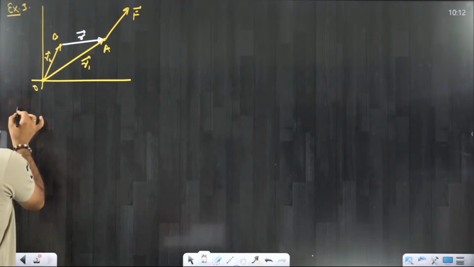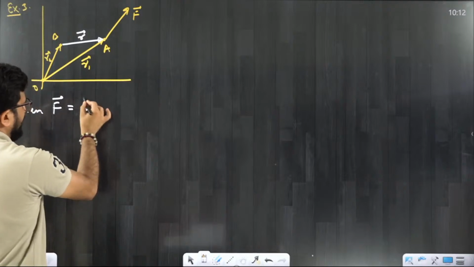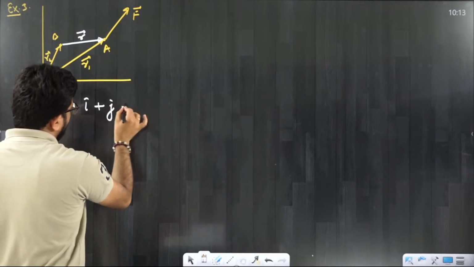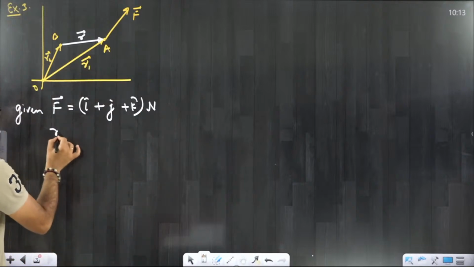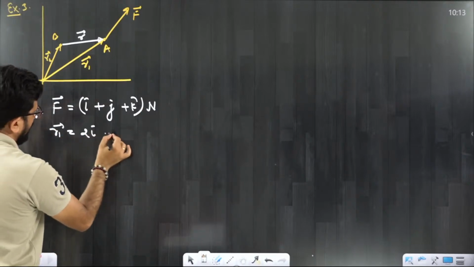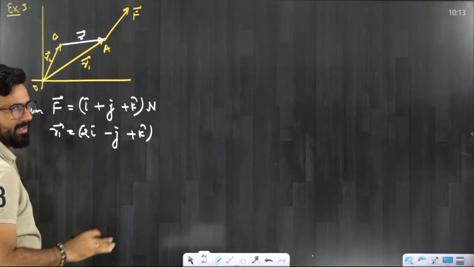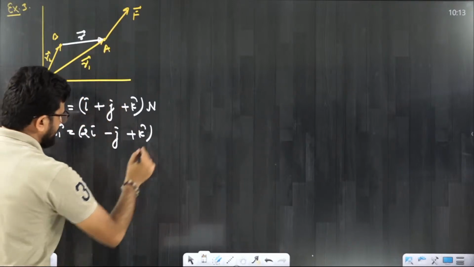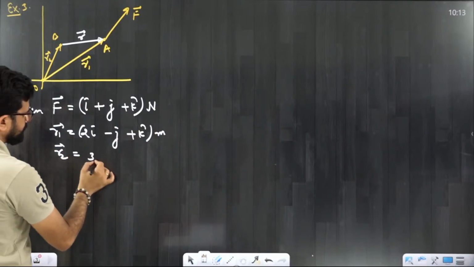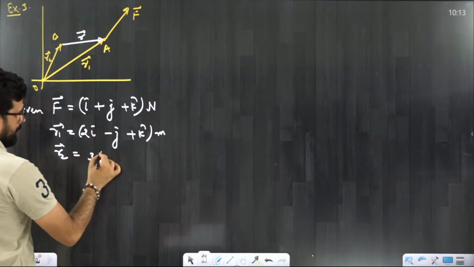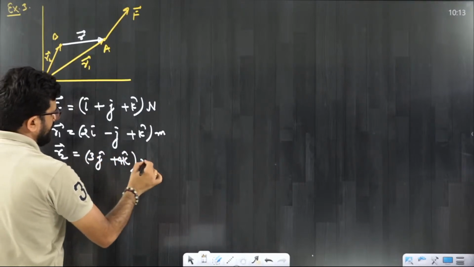So now I am giving the data: F is equal to, suppose, I cap plus J cap plus K cap. I am taking very simple data to understand. And R1 vector is given to you, suppose 2I cap minus J cap plus K cap. These diagrams are just schematic, don't go for exact diagrams. This is in meters. And R2 is equal to, suppose, 3 J cap plus K cap plus 4 K cap, also in meters.